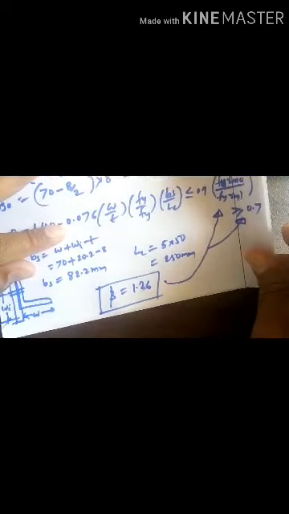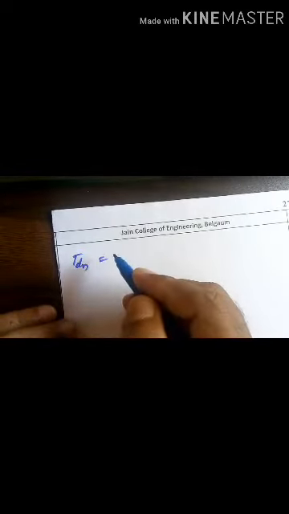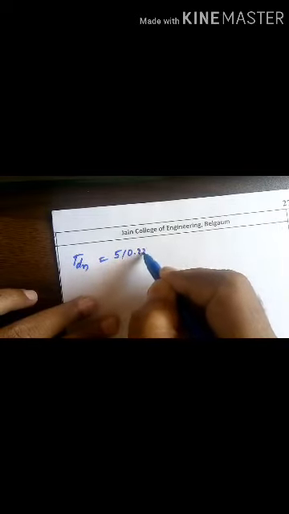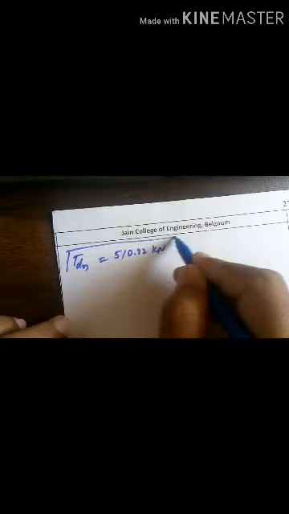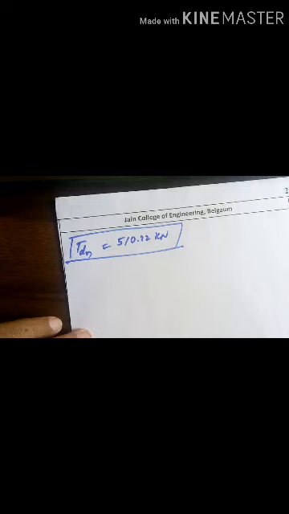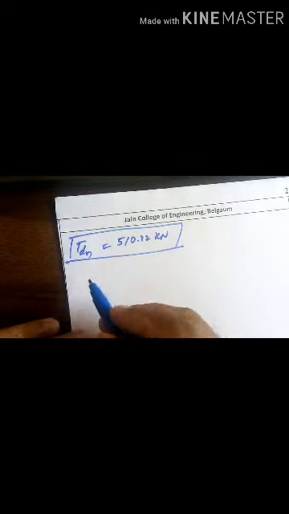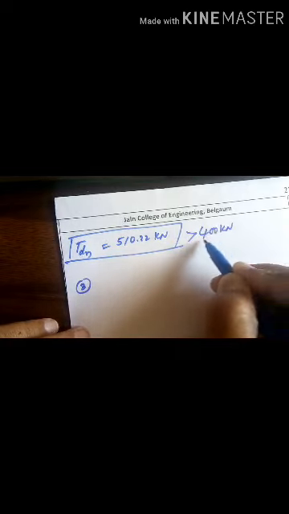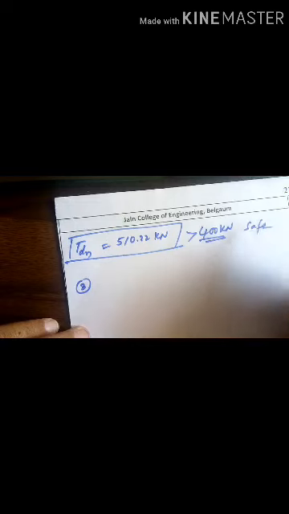Then after this, calculate Tdn. Substitute all the values calculated previously in the Tdn formula, and you will get Tdn as 510.22 kilonewton. This should be more than 400 kilonewton, the load given, then it is safe.